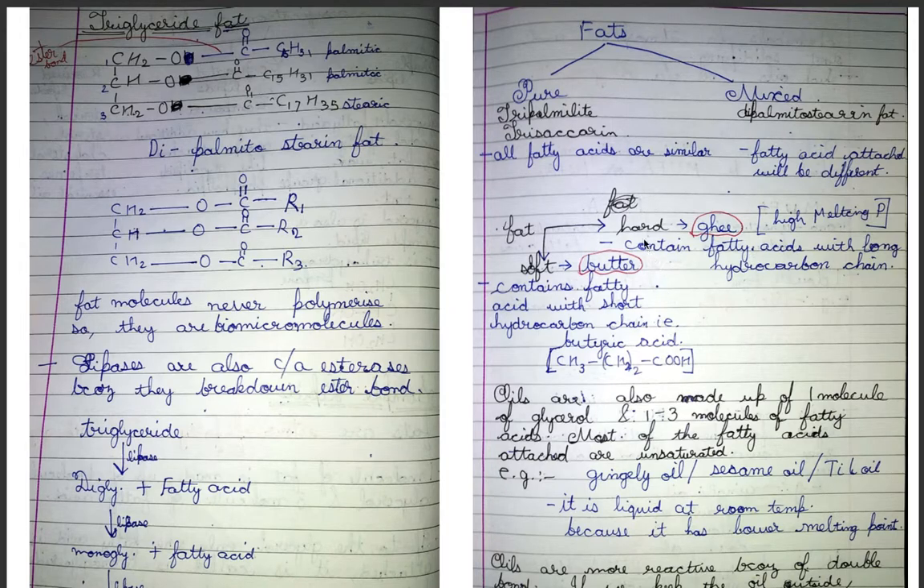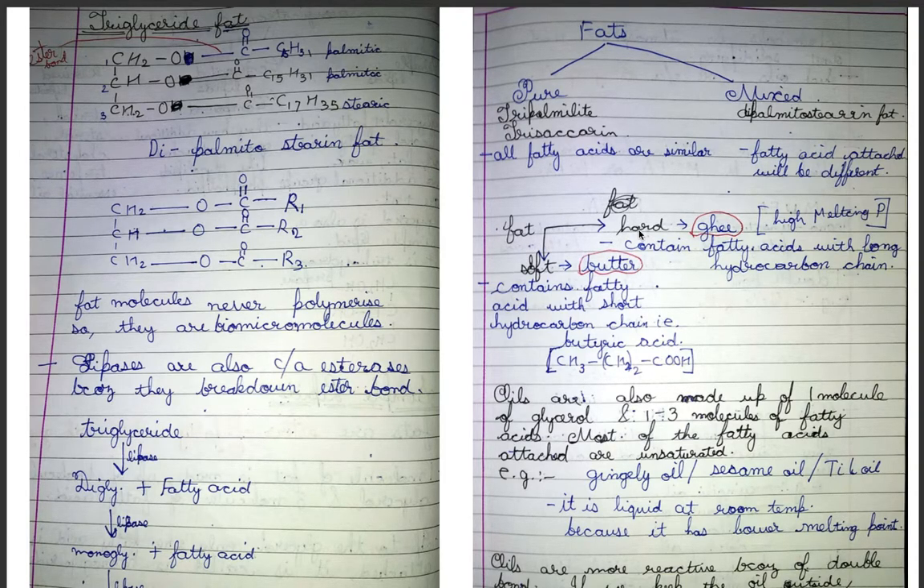Now fats are again of two types: pure and mixed. Pure is simply the three, all the three having the same acid, like tripalmitin, tristearin, and so on. Mixed is a mixture of more than one acid. They have palmitic acid two, and then one stearic, so it is two types of acids actually. Fats are again of two types: soft and hard.